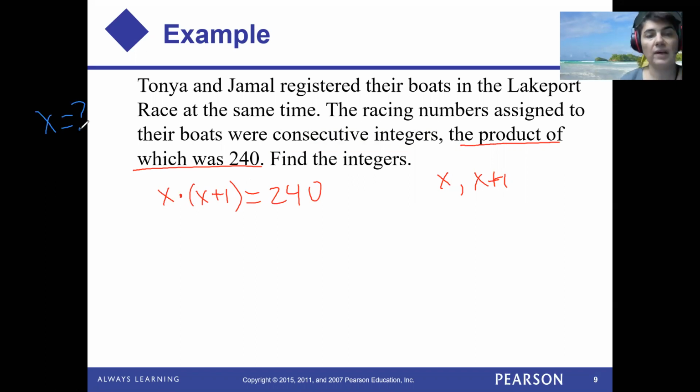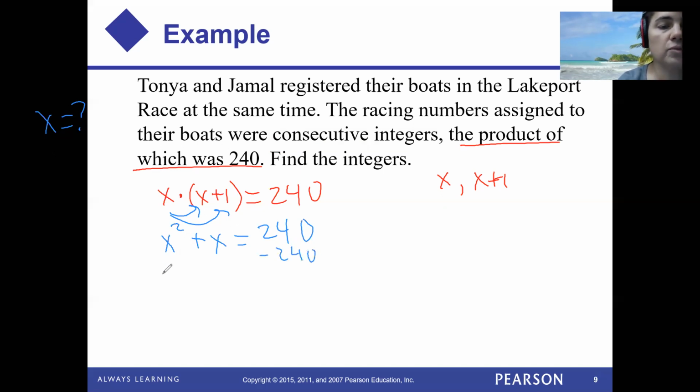So how are you going to find it? You probably recognized already that this is a quadratic equation, because if you distribute the x, you're going to get x squared plus x equals 240. So how do you solve quadratic equations? You solve them by setting the equation equal to 0. To do this, you need to subtract the 240. So you're going to have this equation.